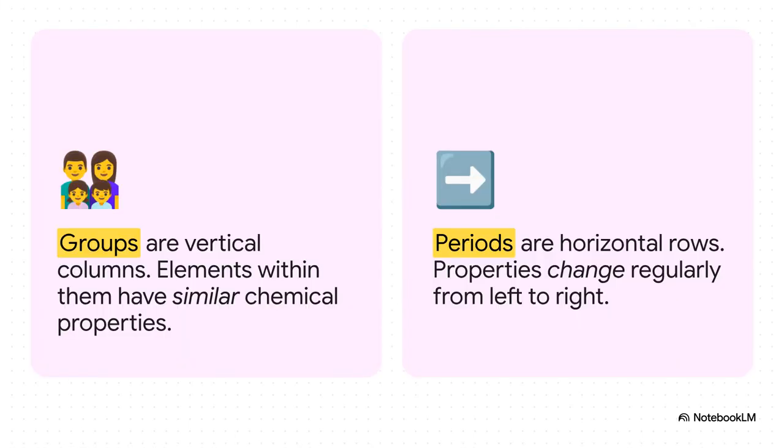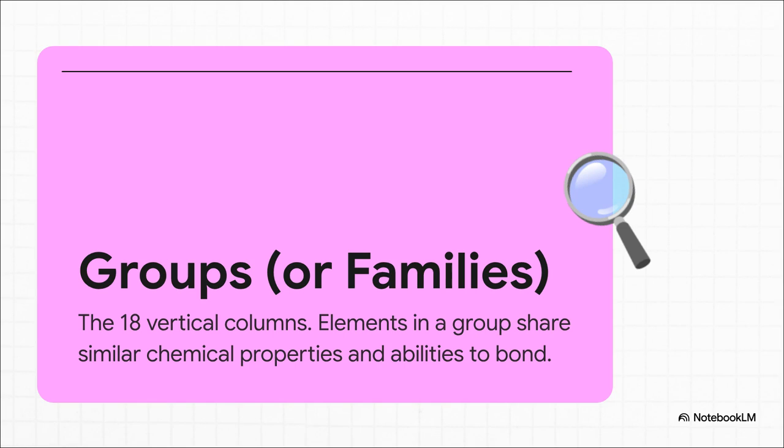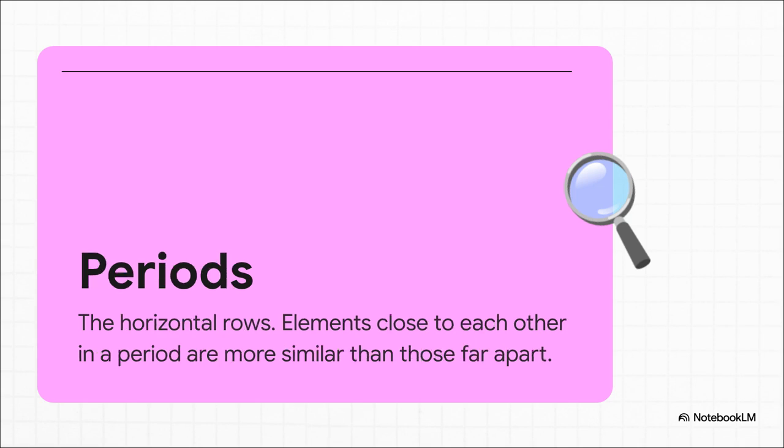Okay, so the entire layout of the table really boils down to two things, columns and rows. The vertical columns are called groups, and the horizontal rows are called periods. They look simple, but they each tell us something completely different and super important about the elements. Let's start with the vertical columns, the groups. The best way to think about these is like families. Seriously, just like members of a family share similar traits, all the elements in one group have similar chemical personalities. They like to react in similar ways, they form similar kinds of bonds. They're family.